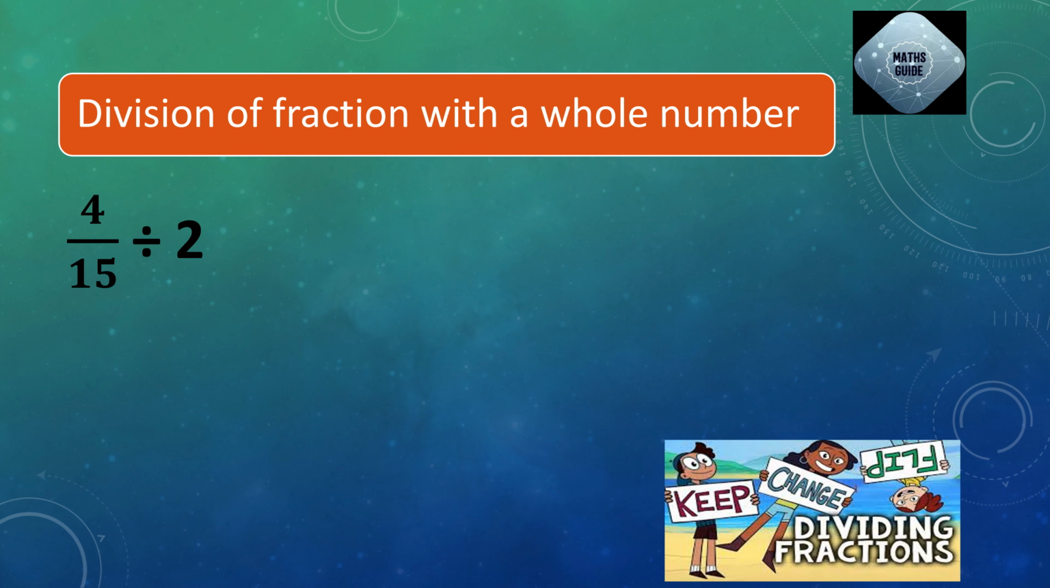Now we will solve this question by taking the reciprocal. We have the question 4 by 15 divided by 2. As 2 is a whole number, we can also write it as 2 by 1. Taking the reciprocal means converting division fraction problems into multiplication problems. We always take the reciprocal of the fraction on the right side. We will not only take the reciprocal, we will also change the sign. This division sign will also be changed into a multiplication sign.